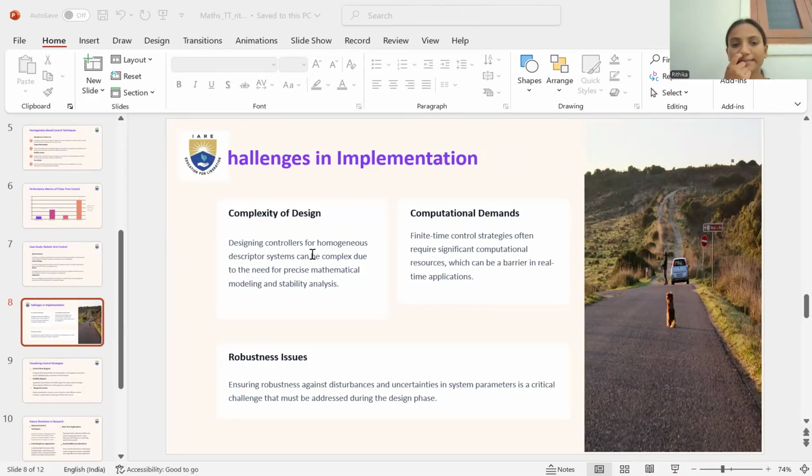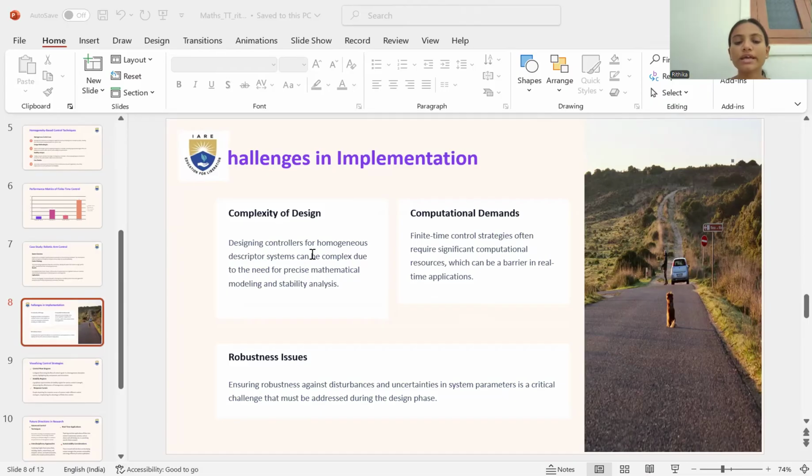Challenges in implementation. Complexity in design. Designing controls for homogeneous descriptor systems can be complex due to the need for precise mathematical modeling and stability analysis. Computation demands. Finite time control strategies often require significant computational resources, which can be a barrier in real-time applications.